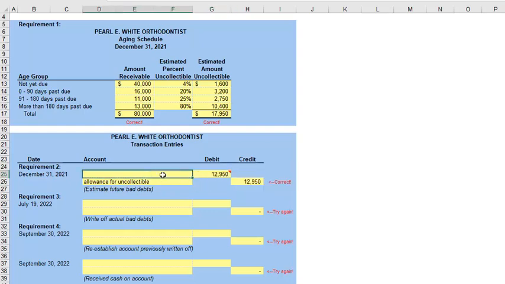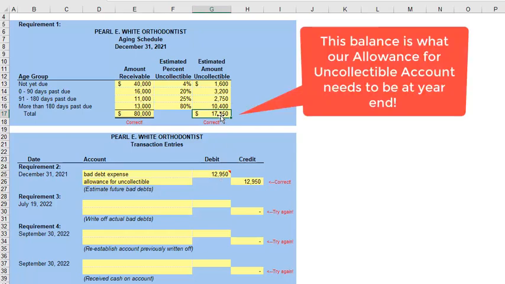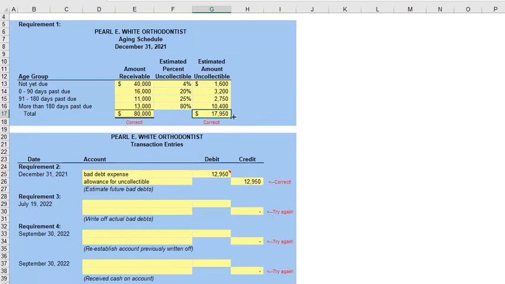What are we going to put here? This is where we're going to have our expense. All right, so I want to make sure that we see that we're not going to book this $17,950. That is not our bad debt expense. It is our balance for allowance for uncollectible accounts at the end of the period. And we need to look at that permanent account and figure out how we're going to get there.